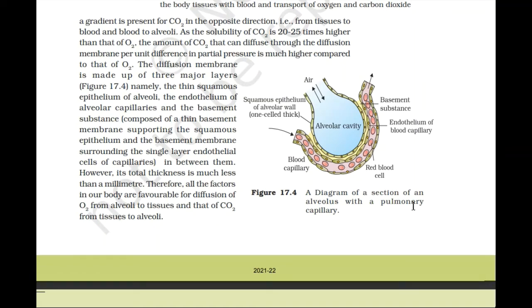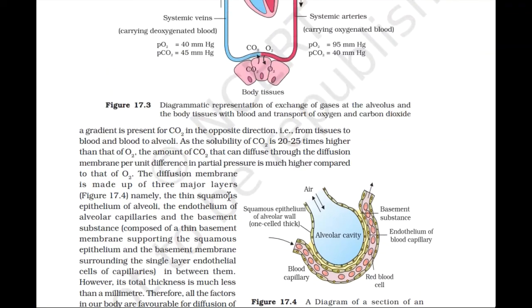Diagram of a section of an alveolus with a pulmonary capillary. Air enters into the alveolar cavity. Here is the basement membrane and then the endothelium of the blood capillary, red blood cells, and squamous epithelium of the alveolar wall, one cell thick. These are the layers.